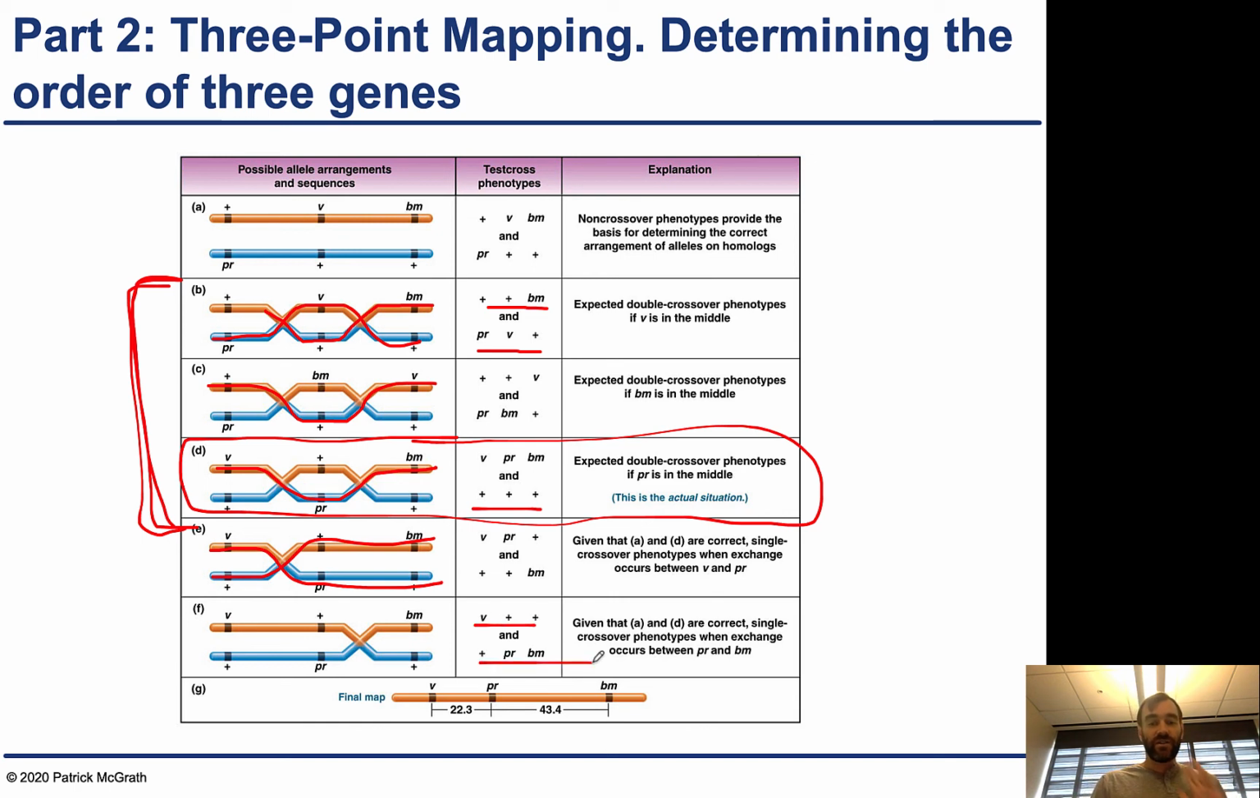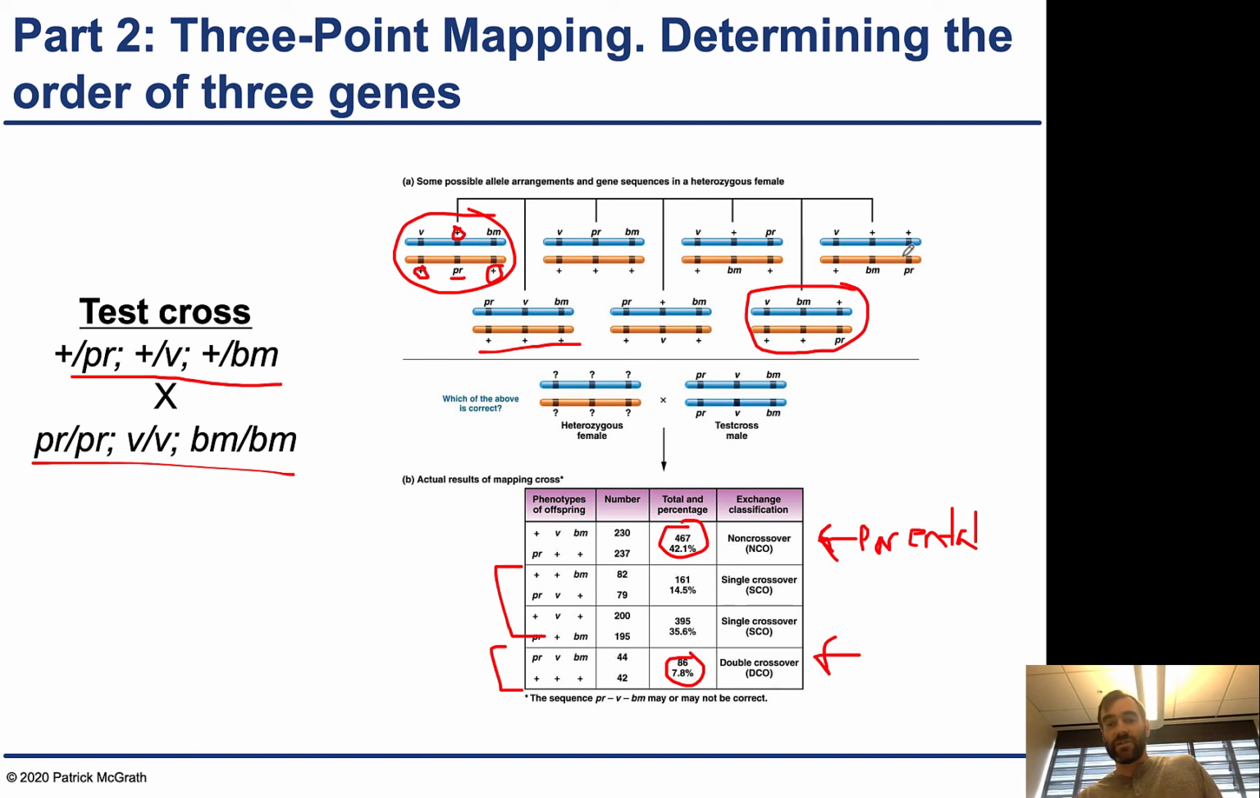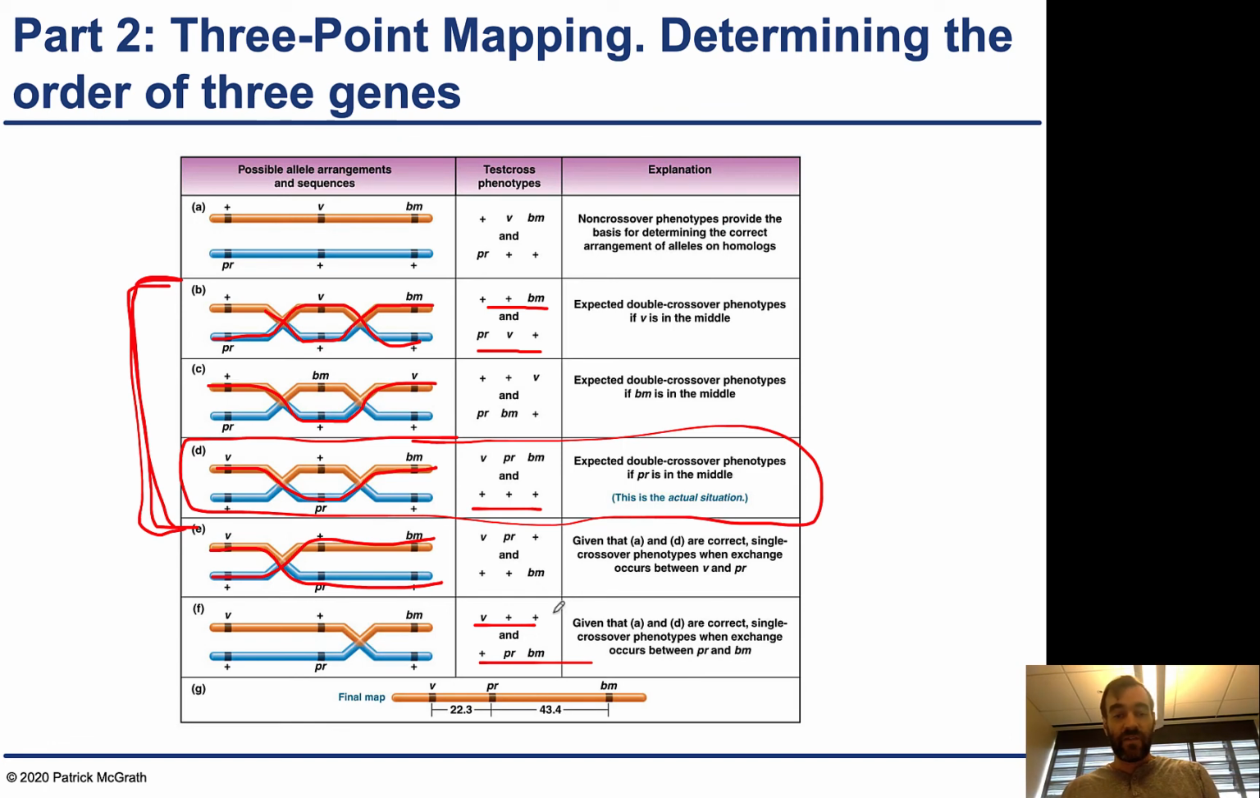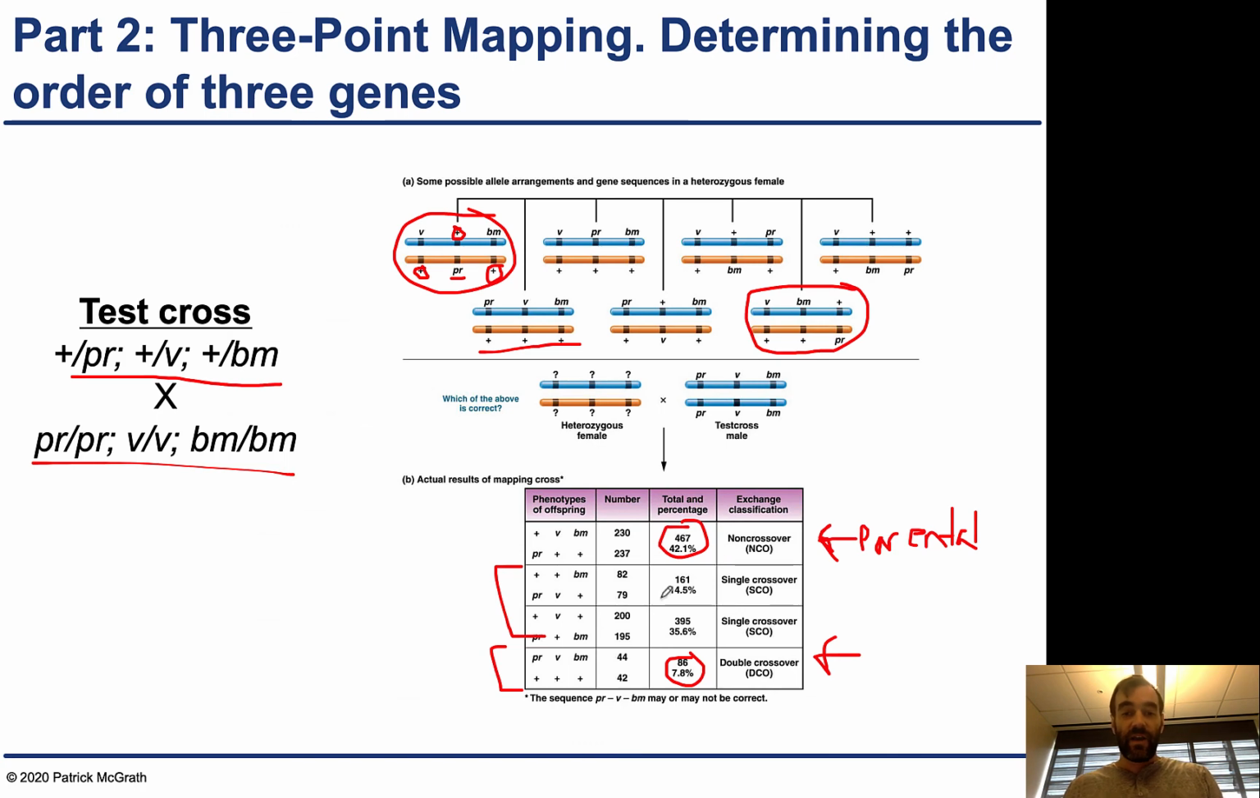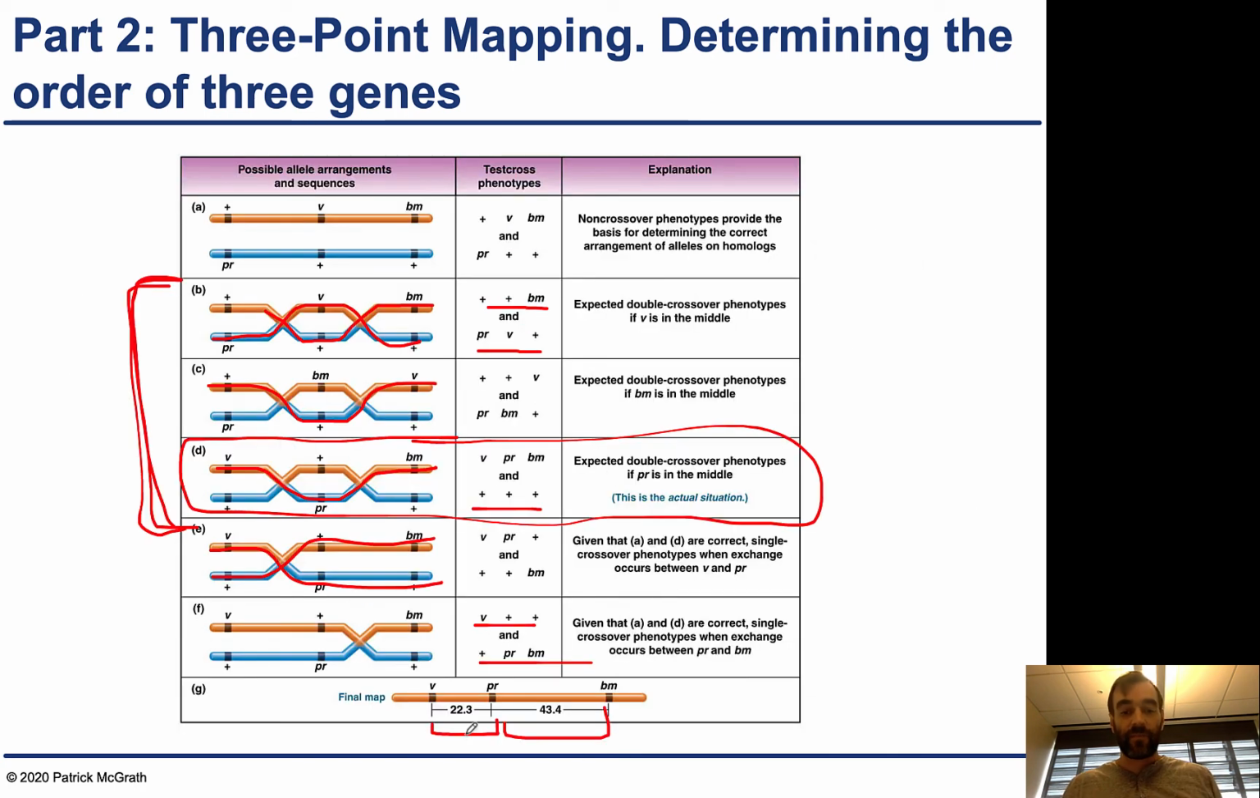So this is the strategy that we use in order to go from all of this uncertainty to the situation where we know exactly what the order is, along with what the parental combination was. And the parts of the activity that you'll do will be to actually calculate the map distance between each of these genes as well, since you can use this data for that.